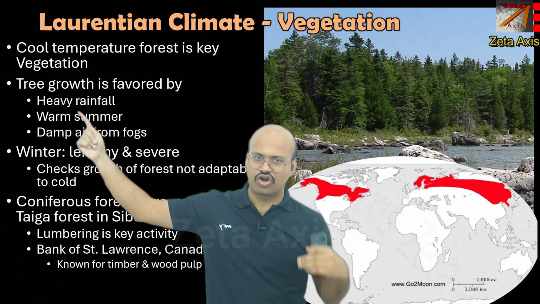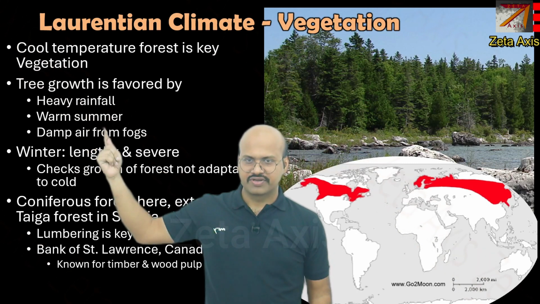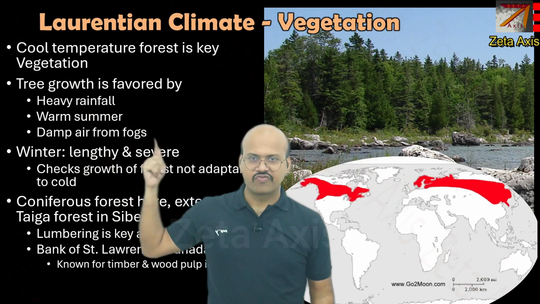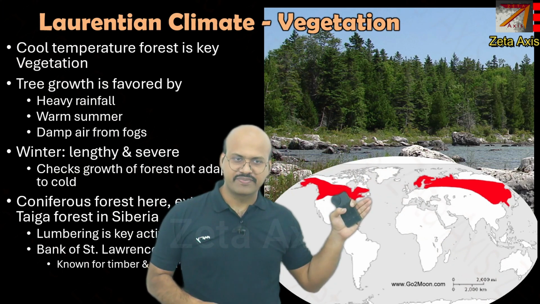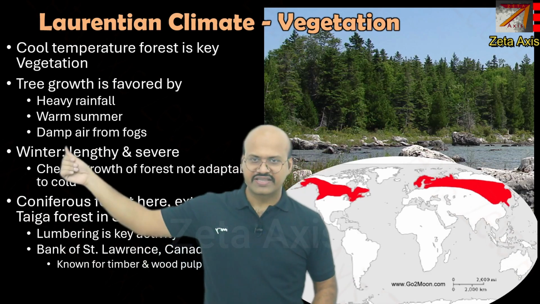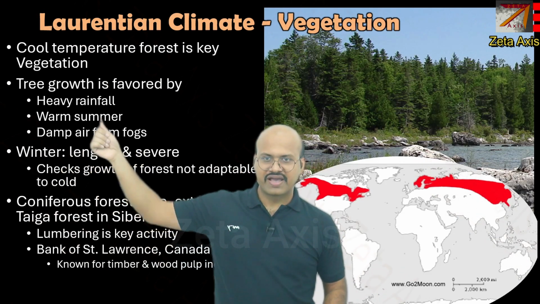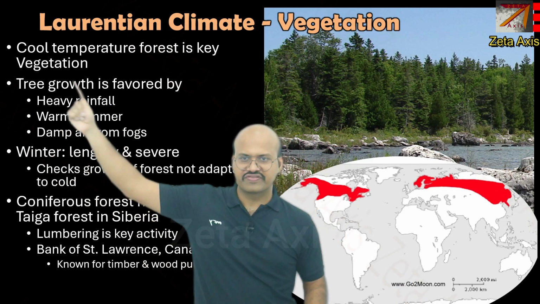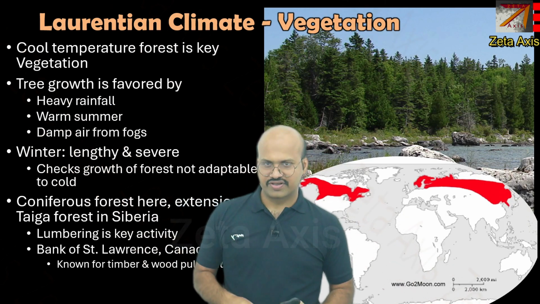We have seen that almost all of the Laurentian climate has heavy rainfall, warm summer and damp air from fogs. We saw here we have the Labrador current and the Gulf Stream meeting. Here we have Kuroshio and Oyashio currents meeting. So because of that there was damp air from fog. Summer is also warm and rainfall is also heavy. So because of these three conditions, there is a very good condition for growth of trees over here.